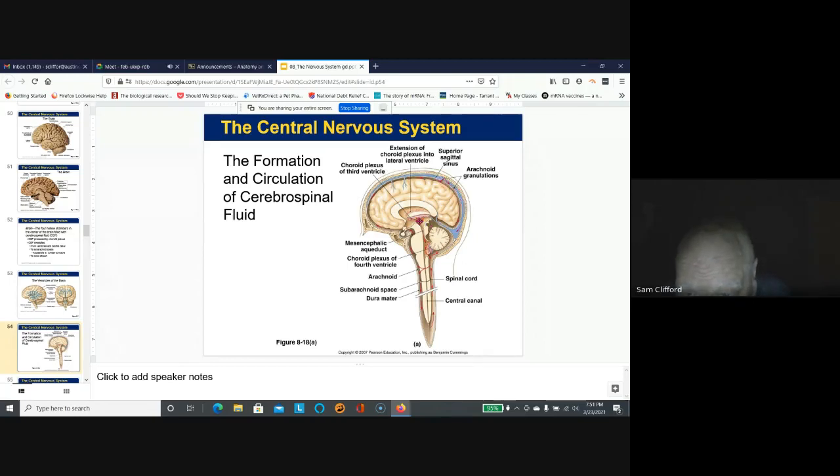The cerebral spinal fluid is made by these choroid plexuses, and the circulation of fluid is going to go around the spinal cord, and then it's also going to come from these ventricles, and it's going to circulate around the entire brain.